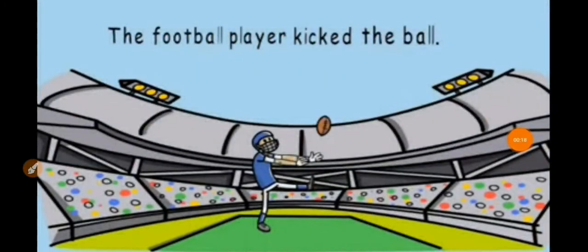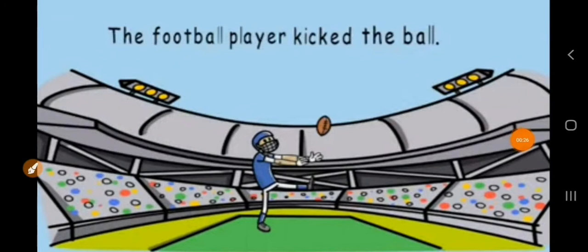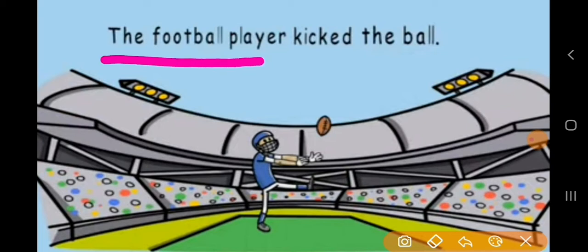Let us have a look at the sentence example. The football player kicked the ball. Children, first we need to find the subject. Whom or what is the sentence about? Well, the sentence is about the football player. So the football player is my subject. He is a person. So it is a noun.